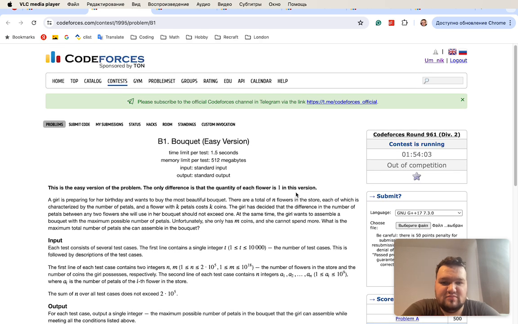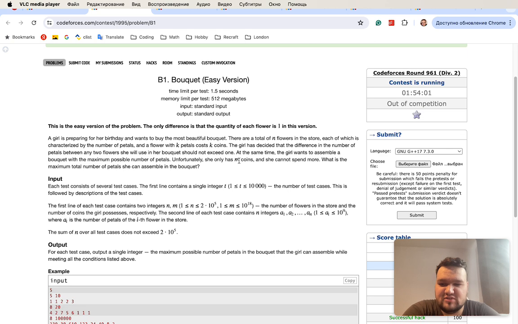Okay, problem B has two versions. Let's read statements of both. One difference is that the quantity of each flower is 1. Okay, I don't know what that means yet. And flowers, each flower is characterized by the number of petals. Flower with k petals costs k coins. Okay.